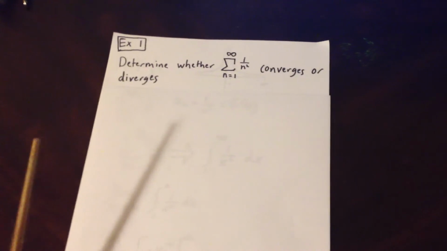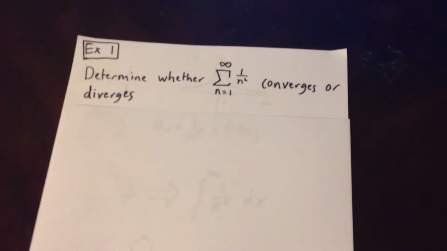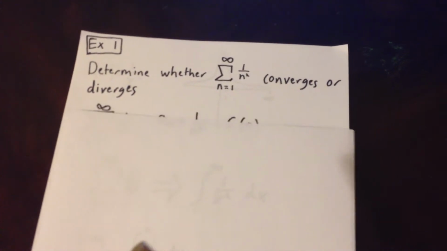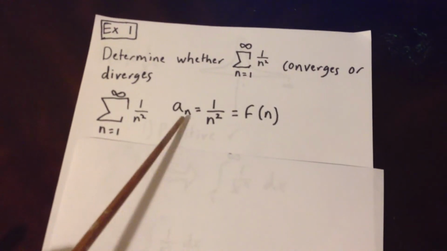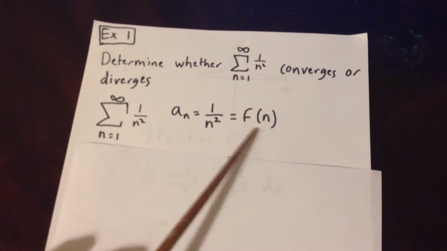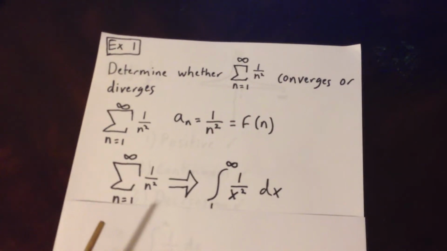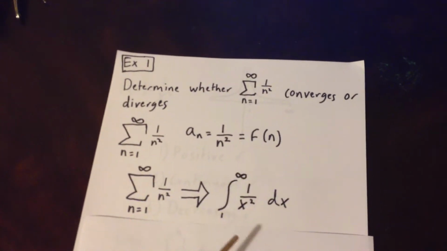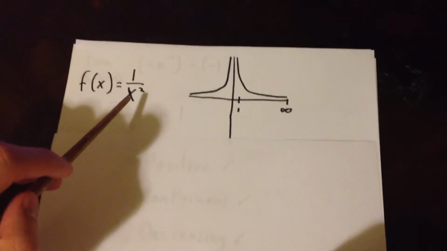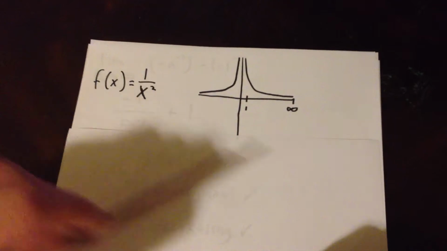So to begin, the first example is: determine whether this series, 1 over n squared from n equals 1 to infinity, converges or diverges. By looking at the series, you're able to determine that 1 over n squared is equal to a sub n, and a sub n is equal to the function, or f of n. And thus, you're able to convert this series into the improper integral of 1 over x squared from 1 to infinity.